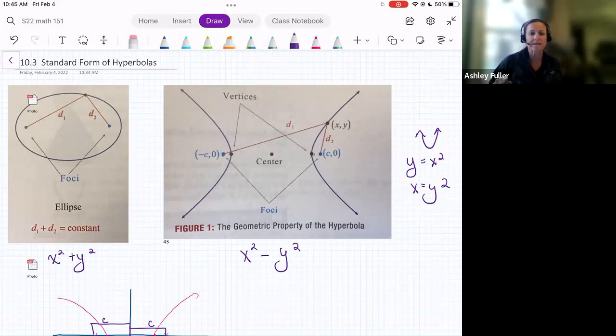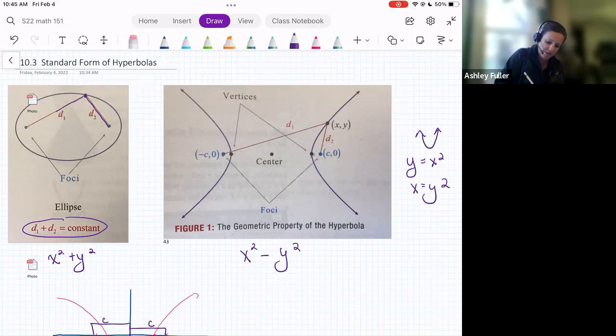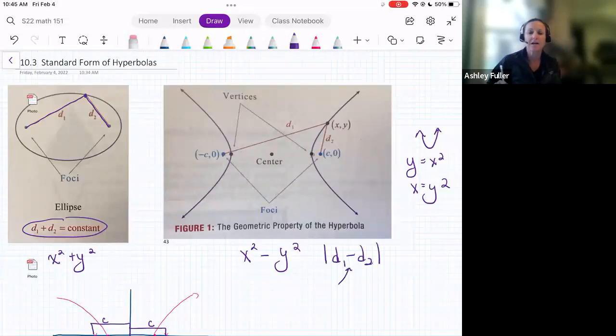Geometrically, hyperbolas and ellipses have some similarities. Remember, in an ellipse, the constant came from the sum of d1 and d2, where d1 and d2 were defined as the distances from any point on the ellipse to the foci. So if we add the distance between one focus and a point and another focus and a point, that's always going to be the same amount. It's a little bit different in hyperbolas, where the constant is d1 minus d2. That difference is a constant, and notice we take the absolute value.